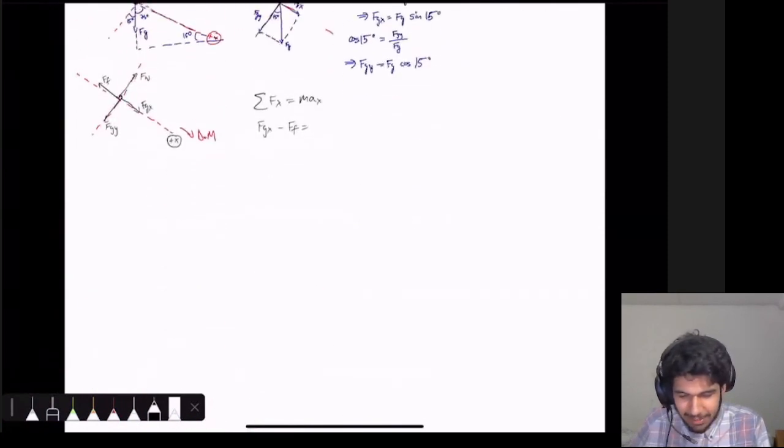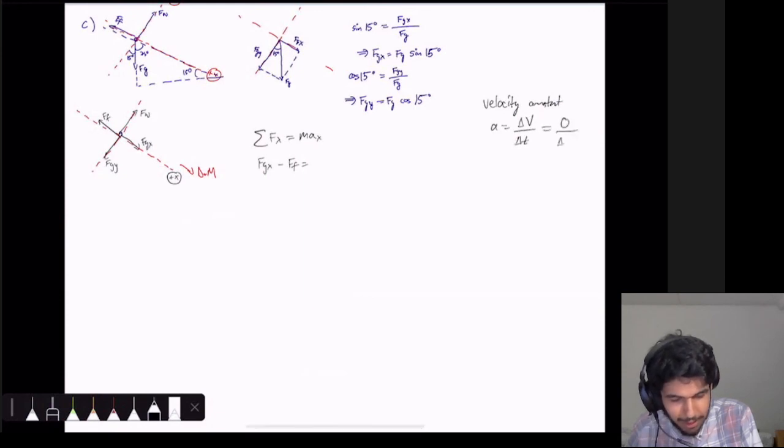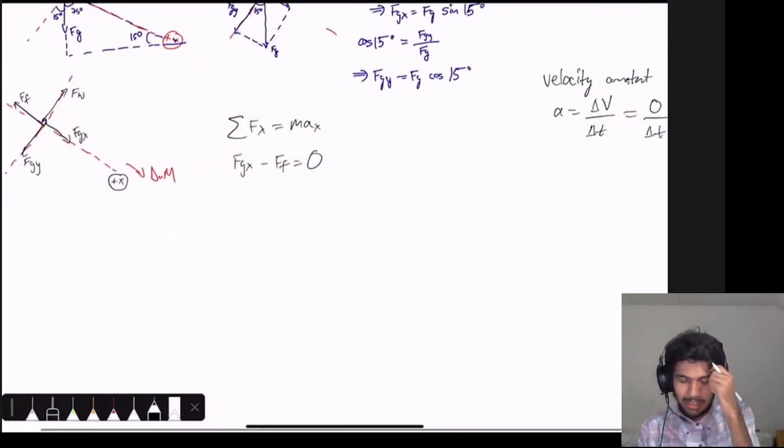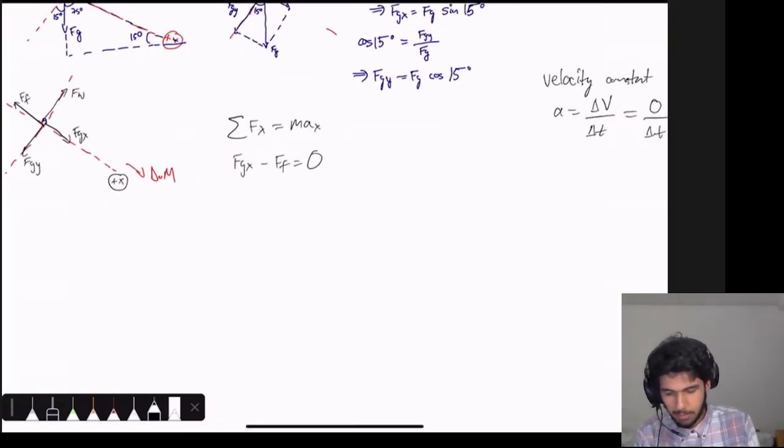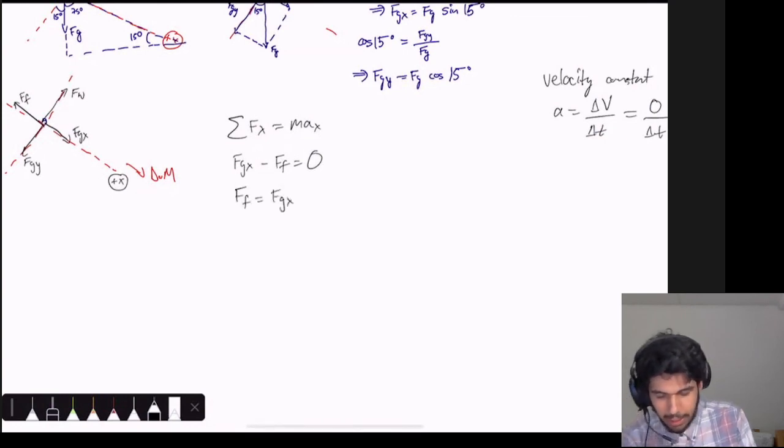What does constant speed mean? When velocity is constant, we know acceleration is equal to the change in velocity divided by change in time. So that means it's equal to 0 divided by the change in time. So our acceleration is 0. And mass times acceleration would be 0. Cool, and we're solving for Ff. So if we add that to both sides, we simply get Ff equals Fgx.